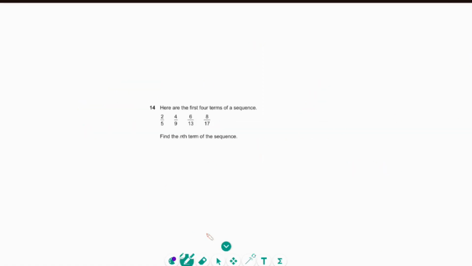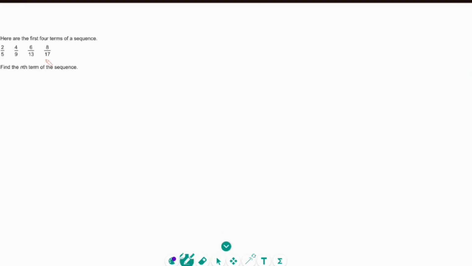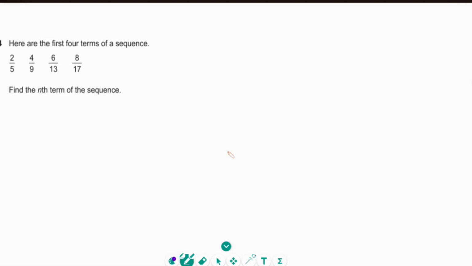Here are the first 4 terms of a sequence. Find the nth term. I'm going to get the nth term of the numerator first. The numerator sequence is 2, 4, 6, 8. It is just a linear sequence. It's just 2n, right? Because it's like the 2 times table. Let's look at the denominator. Look at the sequence of the denominator. So 5, 9, 13, and 17.